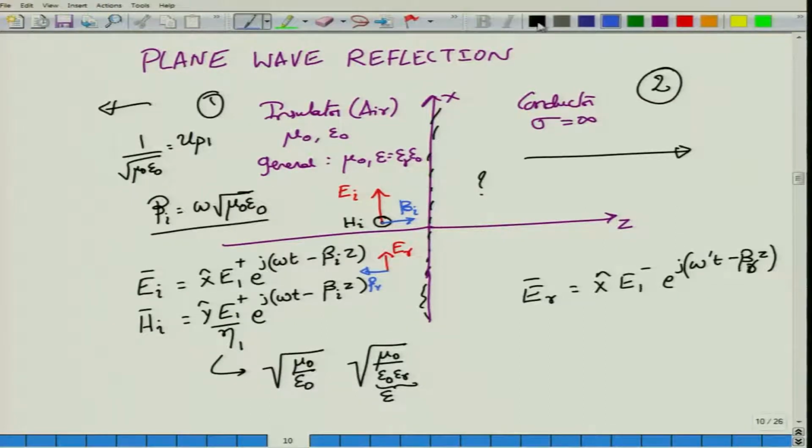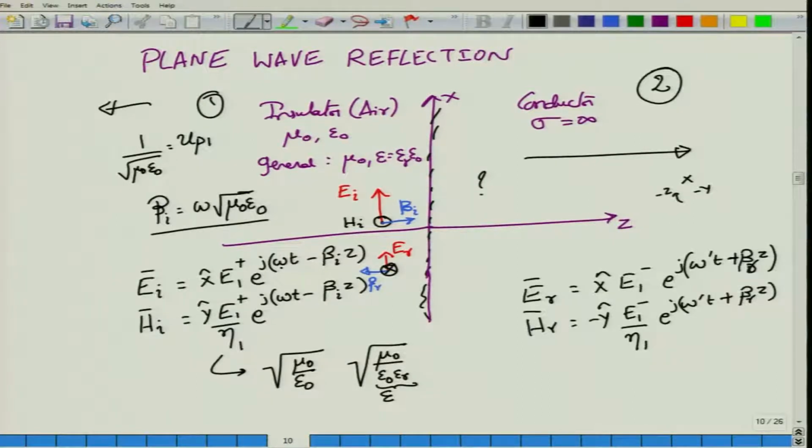And the magnetic field of course will have to be along the minus y direction. Why should I have a minus y? Because x cross y will give you the z direction of propagation, whereas x cross minus y will give you a minus z direction of propagation, which is exactly the direction in which the reflected wave is propagating. Therefore, the reflected magnetic field HR will be along the minus y direction, and it will have E1 minus divided by eta 1, e to the power j omega prime t plus beta r z, because the wave is propagating along the minus z direction. So, these are the fields that I have written.